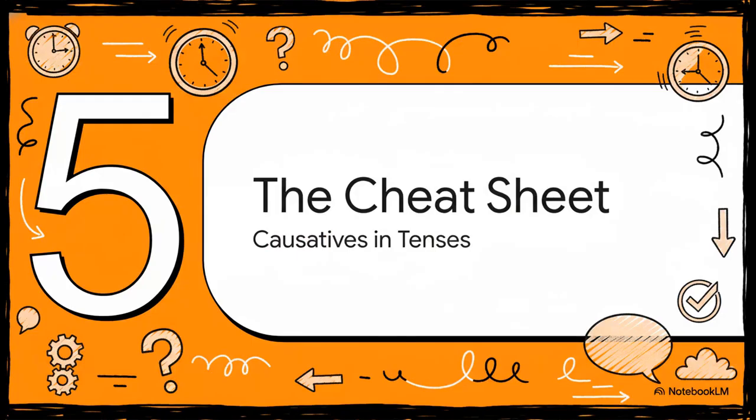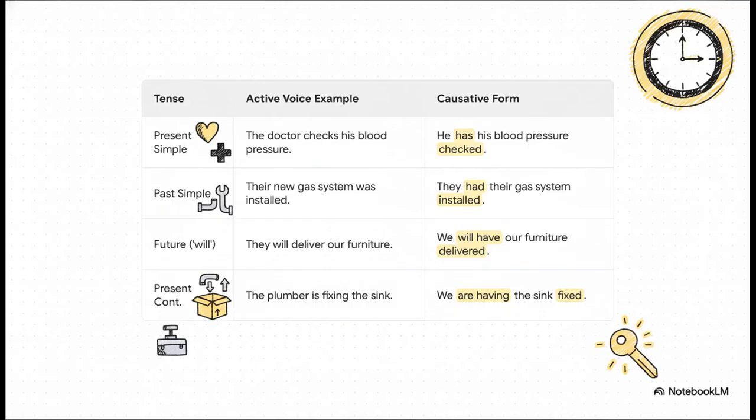Okay, for our last section, I've got something you can take a screenshot of or just jot down for later. This is your quick go-to reference guide for using the causative in all the different tenses. This table is so incredibly useful. But look, notice the most important pattern here. The causative verb, have, changes to match the tense, right? It becomes has, had, will have, are having. But the main verb, checked, installed, delivered, fixed, always stays in the past participle form. That is the golden rule right there.